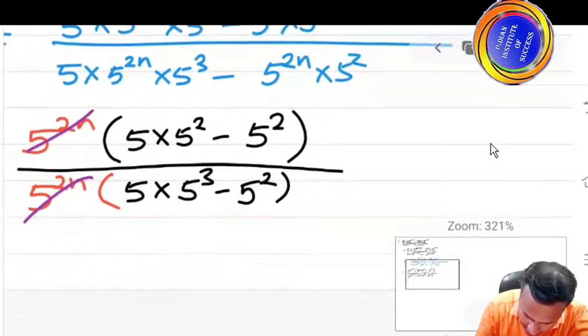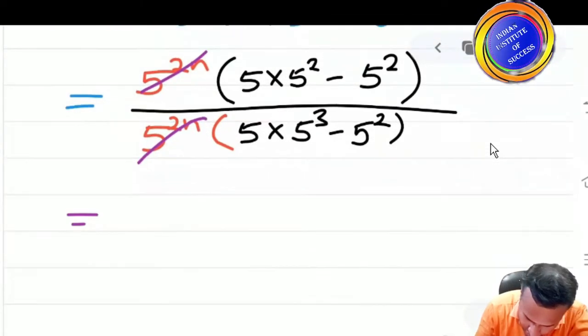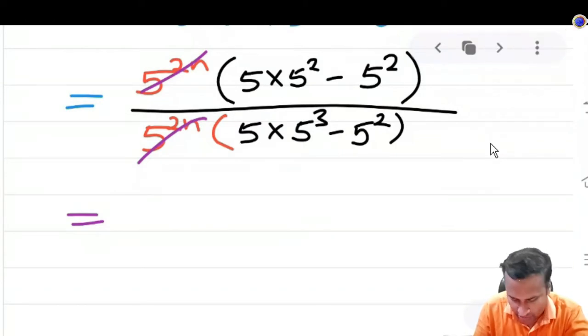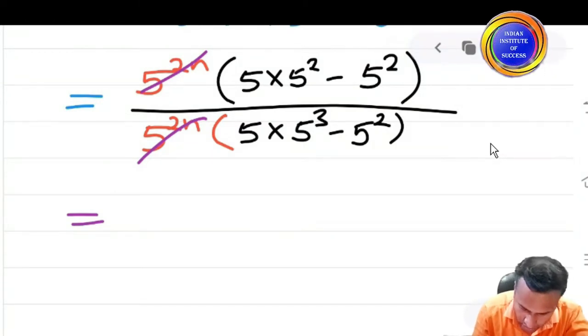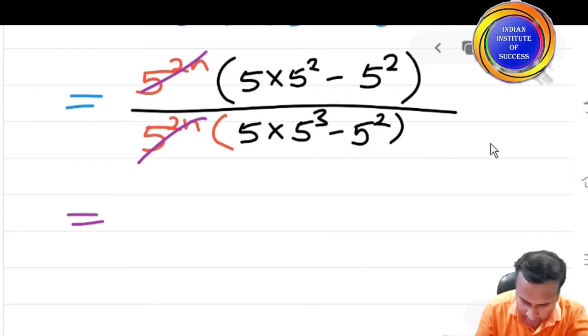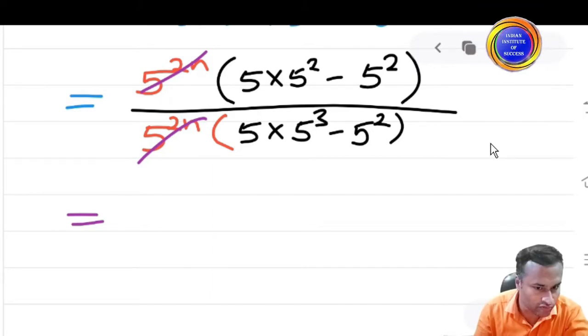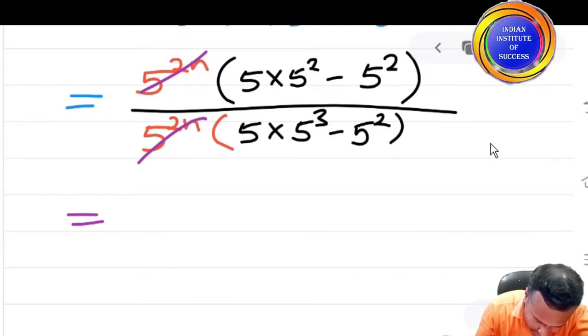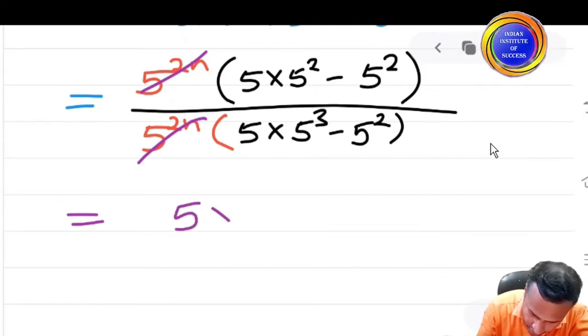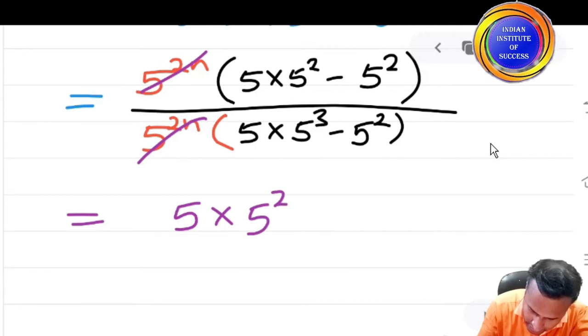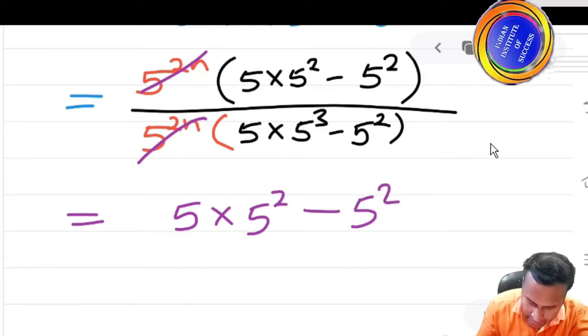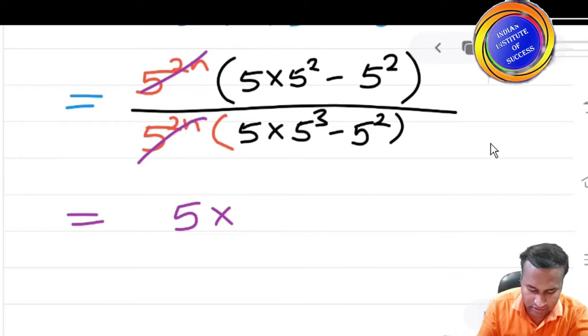Now inside we have 5 raised to power 2 and 5 raised to power 3 here. Okay, now what will we do here? Now I can bring out 5 raised to power 2 from here, so it will become like this: 5 raised to power 2 minus 5 raised to power 2. I can take common 5 raised to power 2 here.